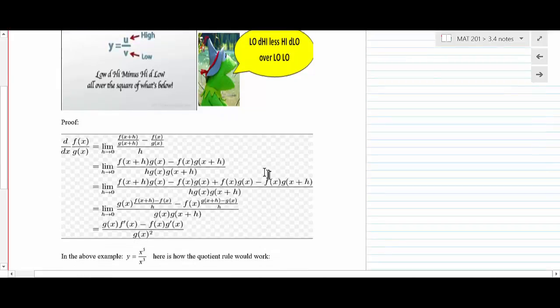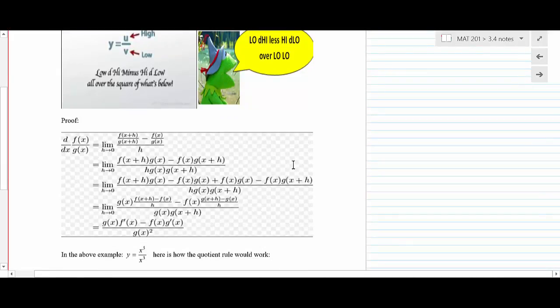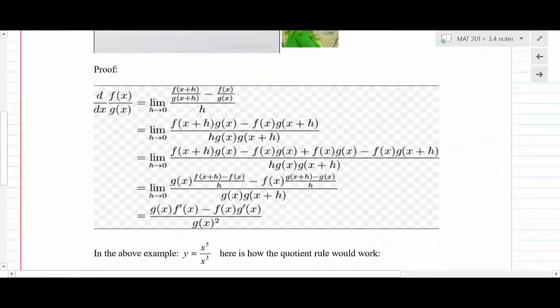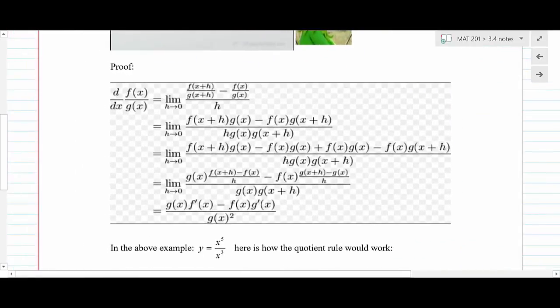All right, so what I want to talk you through here a little bit are the details of the proof of the quotient rule. I just wrote it out for you because my goal here is for you to start seeing how this difference quotient is used to develop derivative formulas. So we are looking at the derivative of this, and I'm going to use the difference quotient.